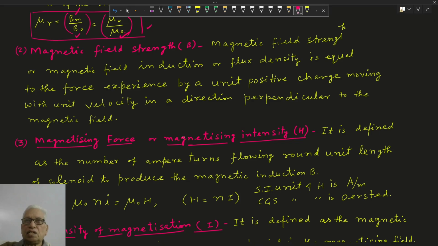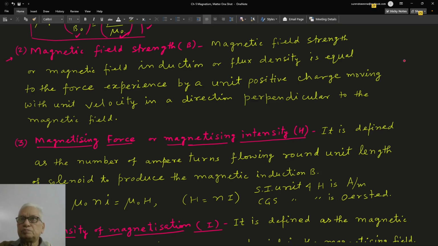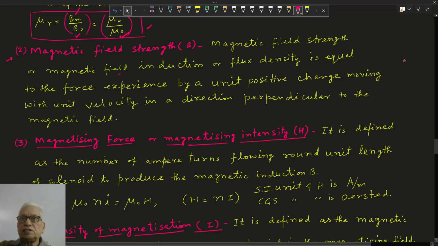Magnetic field strength. B, the magnetic field induction, or sometimes called flux density, is equal to the force experienced by a unit positive charge moving with velocity v, in a direction perpendicular to the magnetic field.